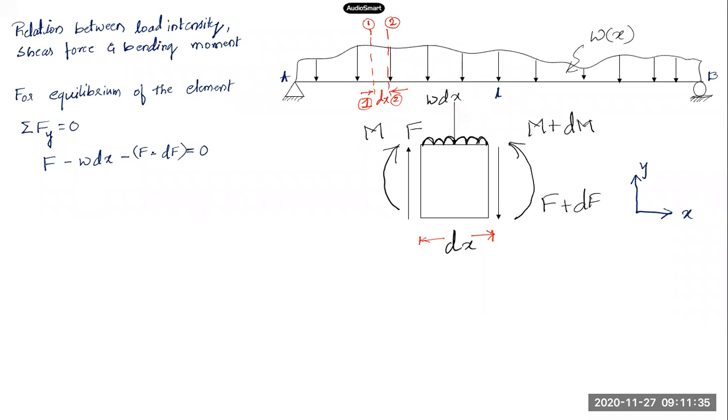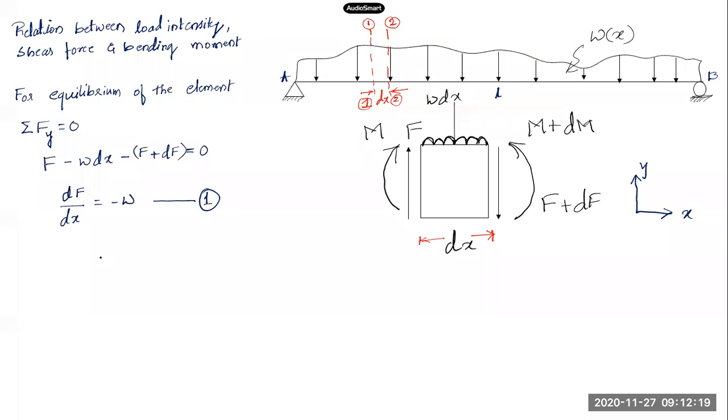This will be F minus (F plus dF). So on rearranging the terms, what I have is dF upon dx will be equal to minus w. F and F get cancelled out, and if I take this dF on one side and dx on the other side, this is the relation I'll get. So this is the first relationship between shear force and the load intensity.